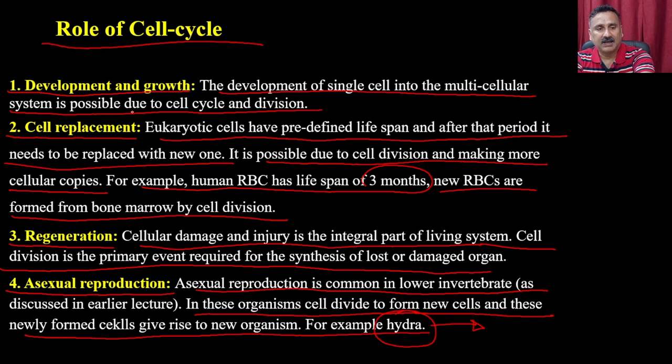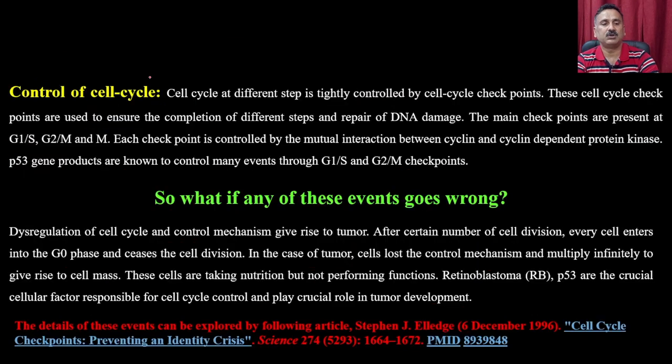Now, the last part is how you are actually going to control the cell cycle, because cell division actually increases the cell mass. It has to be very precisely controlled. So the cell cycle is controlled at multiple stages. It is controlled at the interface of the G1 to S phase, at the S to G2 phase, and also at the G2 to M phase.